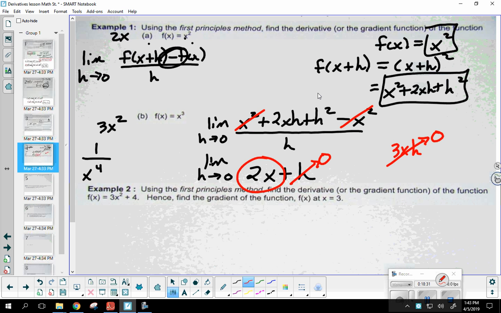Now, the derivative of a numerical value is 0. If you understand the pattern, okay, how did I go from x squared to 2x? And what? Well, there was no h in the original problem.